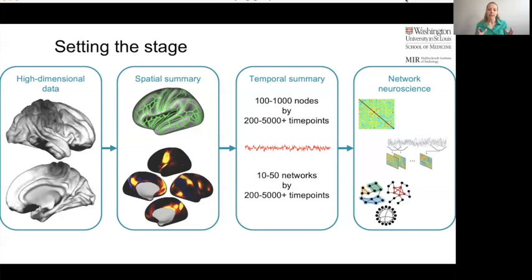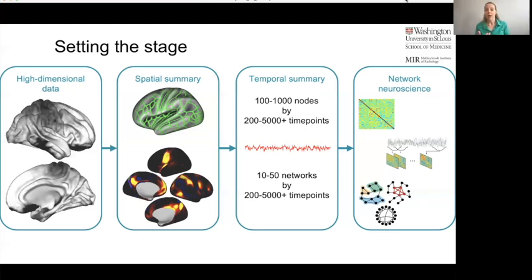The first step that we take in network neuroscience analysis is to define a spatial summary, which is essentially going to take our high dimensional data and summarize it into a lower dimensional set of brain regions, which are going to be our nodes in our graph. The next step is a temporal summary, essentially extracting a single time series for each node in our graph that represents the data for that node.